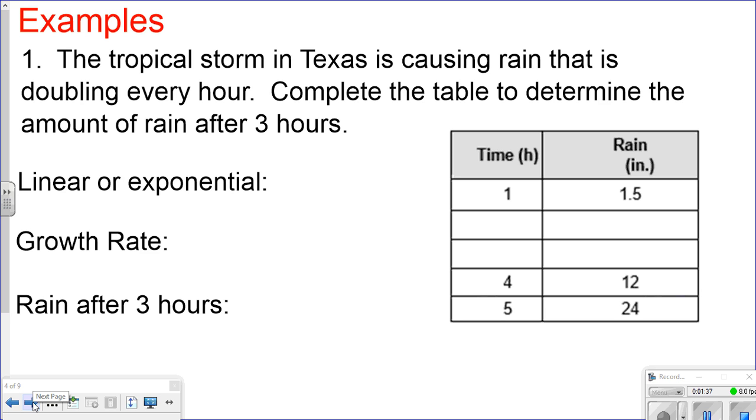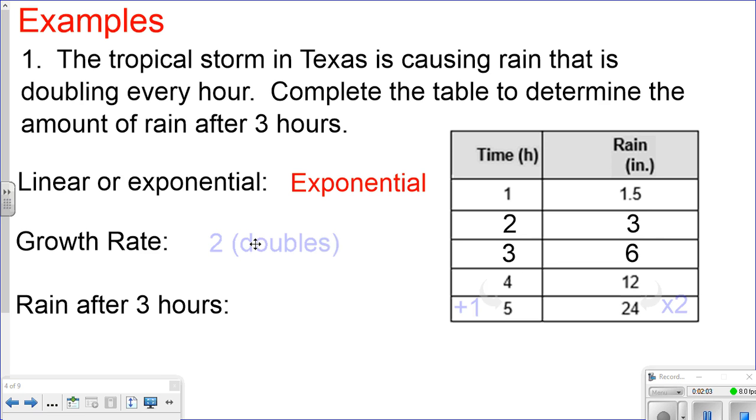So for example, a tropical storm in Texas is causing rain that's doubling every hour. Complete the table to determine the amount of rain after 3 hours. As soon as you see that word doubling, you have to know that it's exponential. Then it says that we're going to complete the table. So in hour 2, it doubled, so 1.5 went to 3. After 3 hours, it's going to be 6 inches of rain because, again, it doubled. So our growth rate is doubling, times 2. And then rain after 3 hours would be 6 inches.